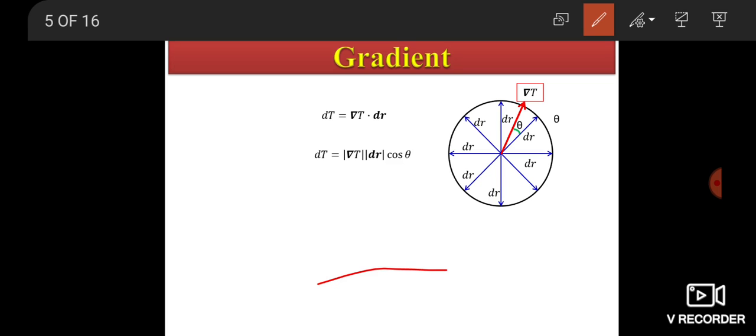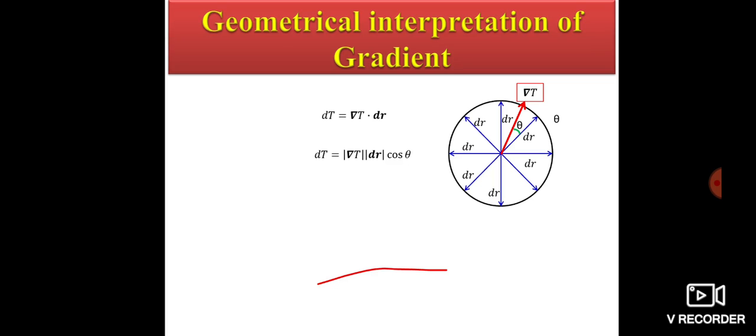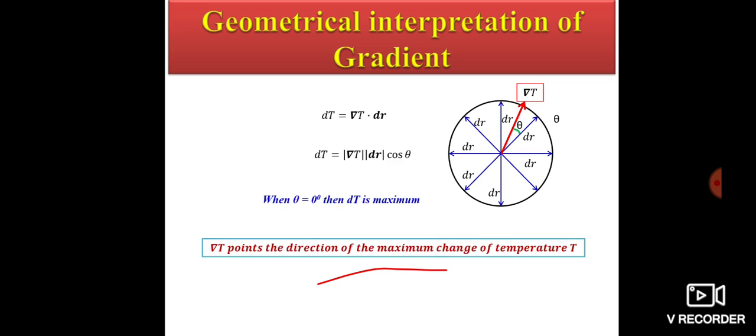In space, we find the gradient is different for different points. It will be more clear if we take some numerical problems. I have written here that when theta is 0 degree, then dT is maximum, and theta is 0 degree only when dr is along the gradient of T. That means the gradient of T points in the direction of the maximum change of temperature. So let's take some numerical problems to understand the gradient.